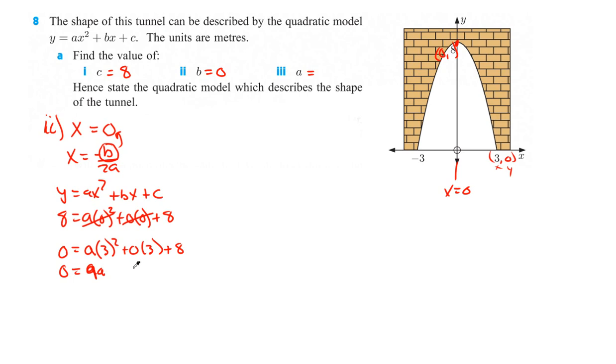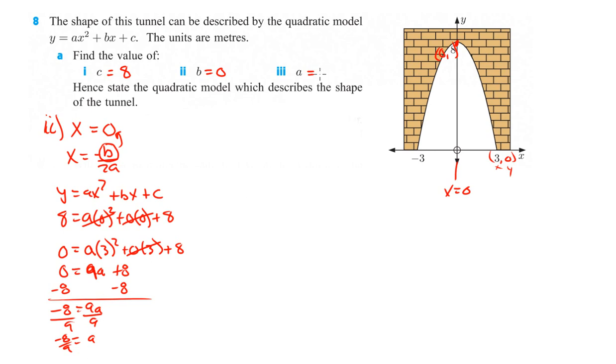Sorry, not 9a squared, but just 9a, right? Because 3 squared is 9 times a is 9a. That's 0 plus 8. Subtract 8 from both sides. Negative 8 equals 9a. Divide both sides by 9. And we get a is negative 8 ninths.